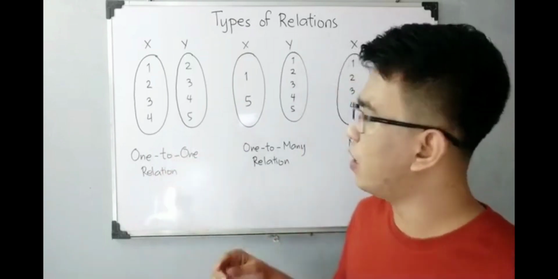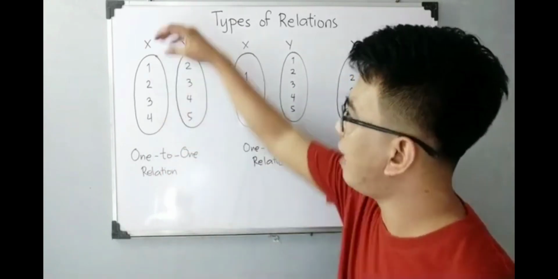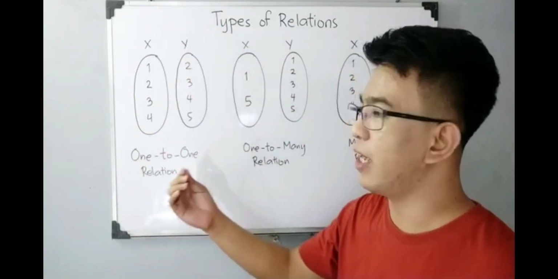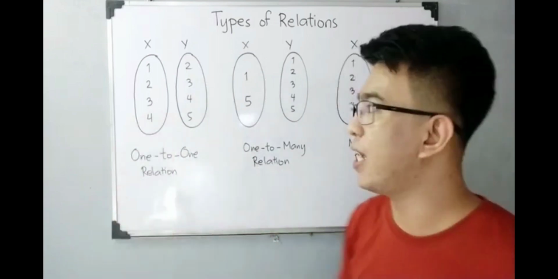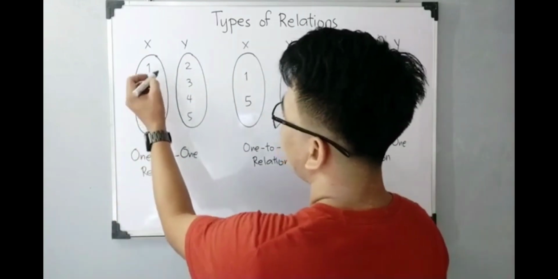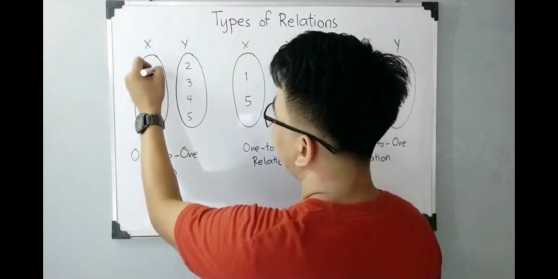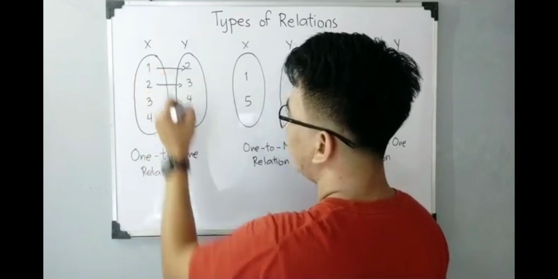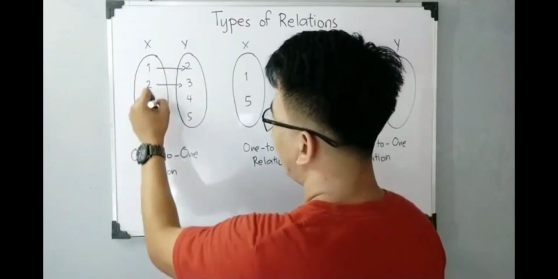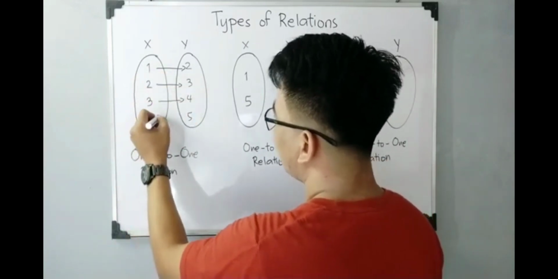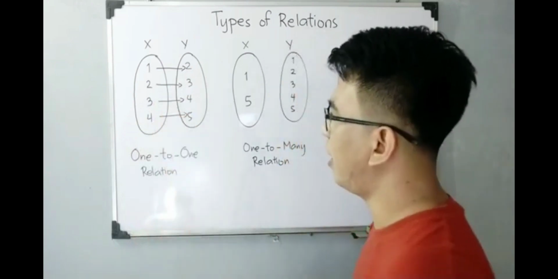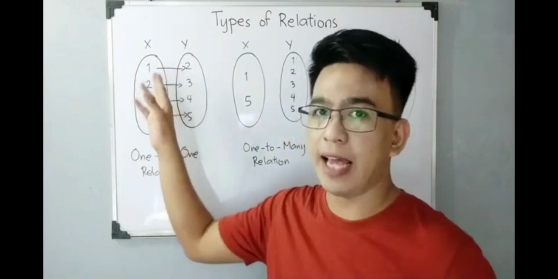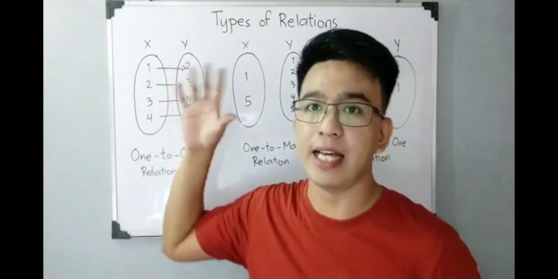So dito guys, ang ibig sabihin ng one-to-one relation is that if you have set of values for x and set of values for y, meron silang tag-iisang correspondence. Parang ganito lang. Itong 1 natin, it solely corresponds to 2. Itong 2 naman natin, it corresponds to 3. And yung 3 natin, it corresponds to 4. Your 4 corresponds to 5. Kaya siya naging one-to-one dahil wala nang ibang correspondence yung bawat elements natin o yung bawat values natin kay x.